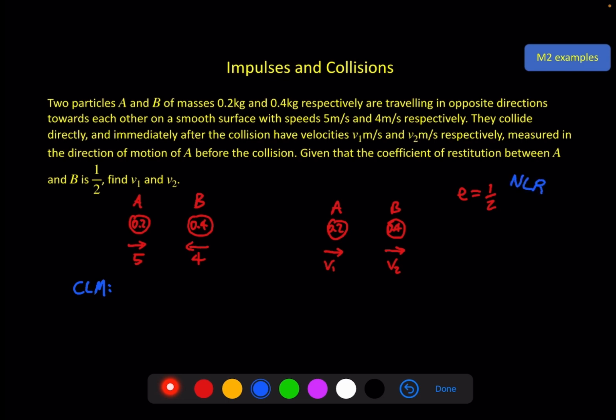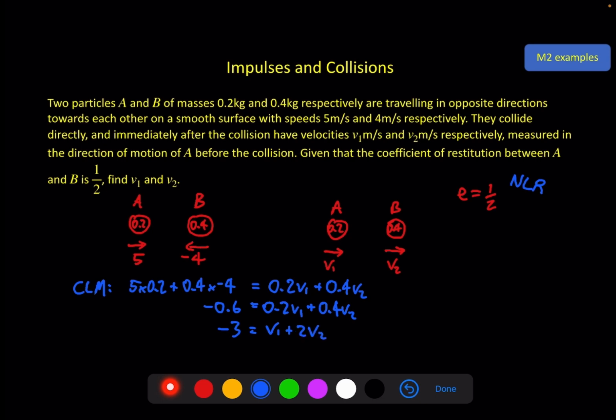So for momentum, we've got 5 times 0.2 plus 0.4, and I usually put my minuses on. I didn't do that this time. Minus 4 because it's going in the other direction. Must equal 0.2 times v1 plus 0.4 times v2. On the left, we've got 1 minus 1.6, that's minus 0.6, equals 0.2 v1 plus 0.4 v2. I don't like any of those decimals, I'm going to get rid of them all. Minus 3 equals v1 plus 2 v2.